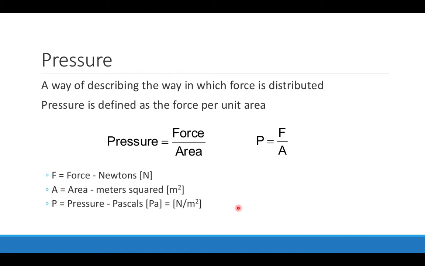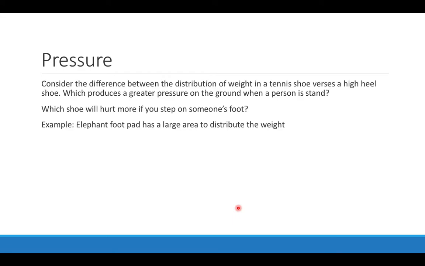So let's think a little bit about this idea of pressure. We could think about the difference between the distribution of weight in a pair of tennis shoes versus a pair of high heel shoes. Which produces a greater pressure on the ground when a person is standing? I realize we don't all wear high heel shoes; I actually don't wear high heel shoes. But imagine walking across a lawn. It's rained recently, so the ground is kind of soft. And imagine someone walking across the lawn in their tennis shoes.